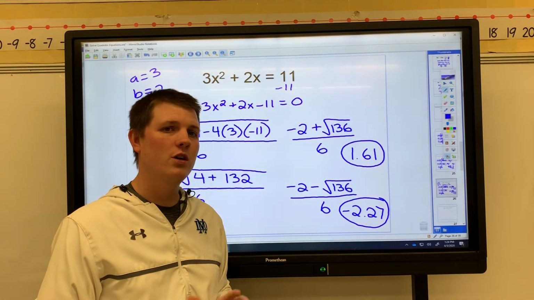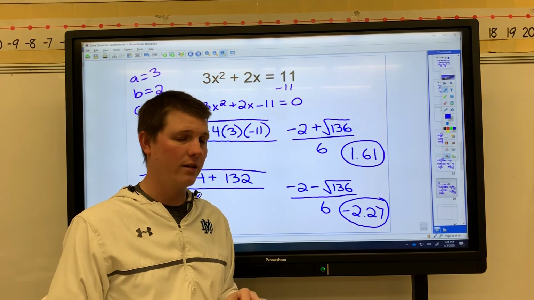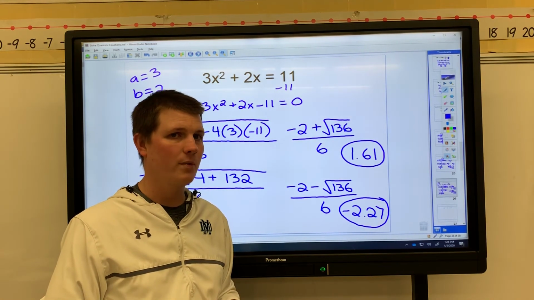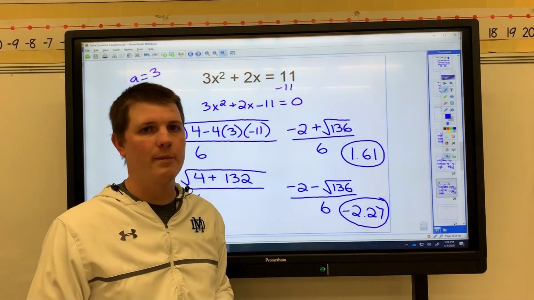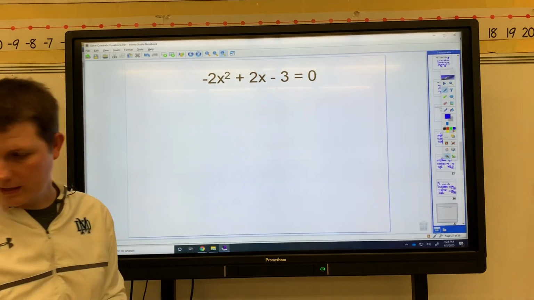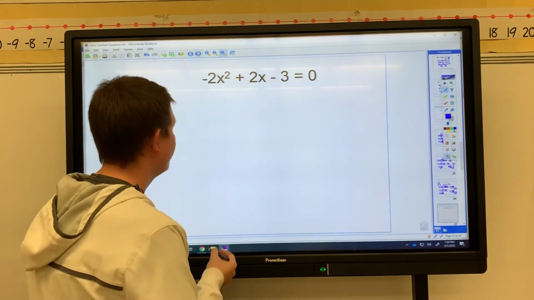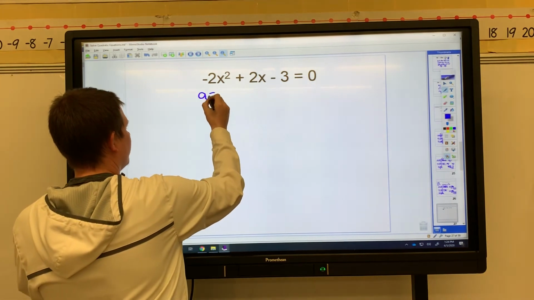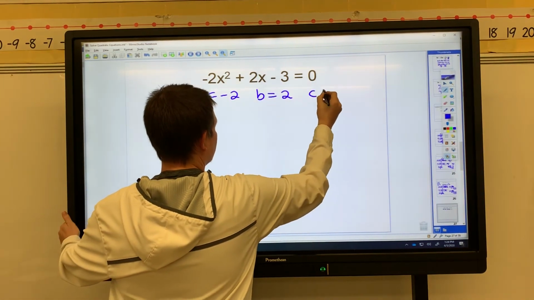Okay? Make sure you work with your calculators to make sure you get those two right answers. All right? So that is if the square root is not a perfect square. It doesn't come out. Let's do one more. Negative 2x squared plus 2x minus 3 equals 0. One side is already 0. So our a is negative 2, our b is positive 2, and our c is negative 3.